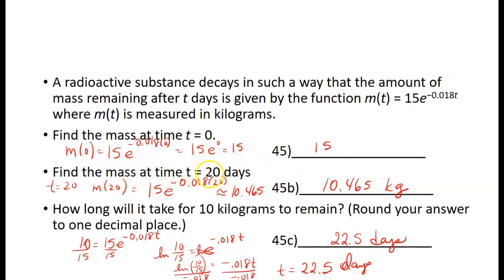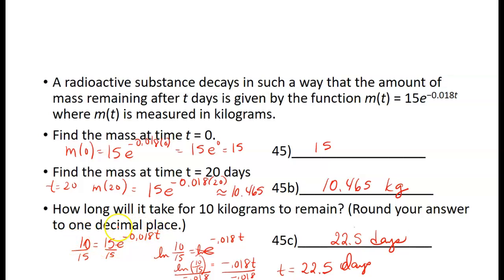Find the mass at time t equals 20. That's just plugging 20 in and evaluating that, and I get 10.465 kilograms. The last one: how long will it take for 10 kilograms to remain? This one's a little bit harder. So if I want 10 kilograms to remain, then this is where I put the 10. So 10 equals 15e to the negative 0.018t.